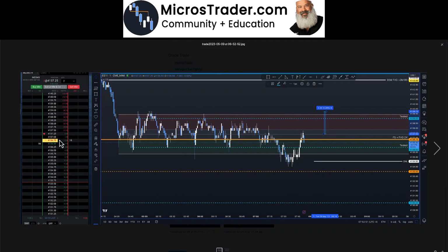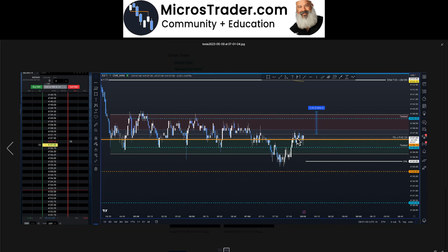So here's my screenshot. It includes my DOM. As you can see, one contract, one MES. It was the middle of the range. I had a front side here. It was a back test of this 30-minute front side. And so I went for it. It did do a touch and bounce. But then, as you'll see in the second screenshot, it just wiggled back and forth.